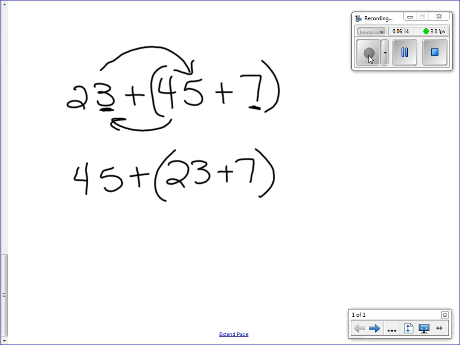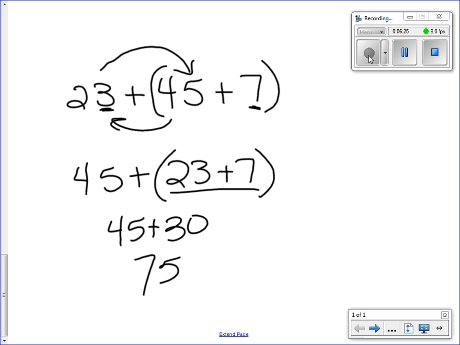Now, instead of having to work all that out, I can just in my head say 23 plus 7 is 30, and then 45 plus 30 would give me 75. That made it simple, so I use that commutative property. So think about that when looking at number 2.